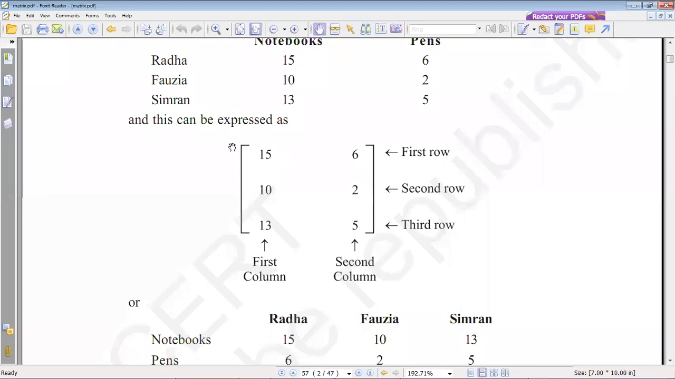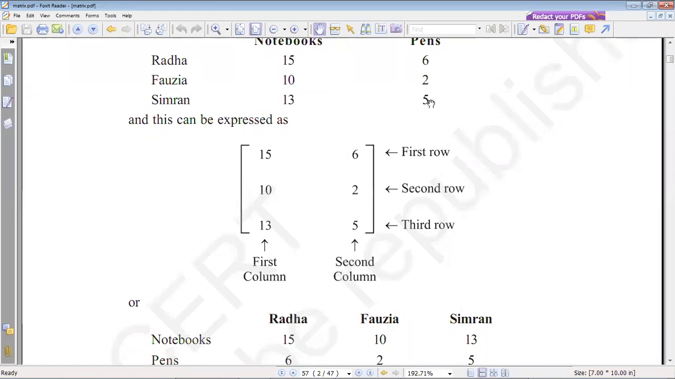Those horizontal elements are called rows, and those vertical elements are called columns. So I think all of you already know what a matrix is. It is an arrangement of elements in rows and columns.